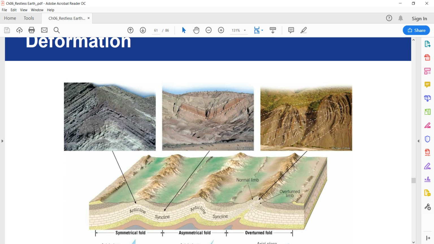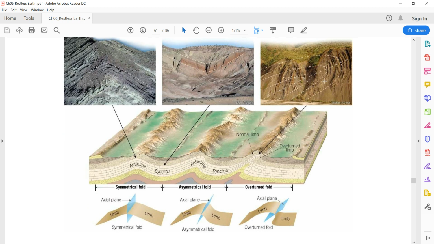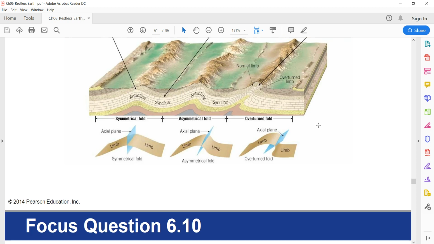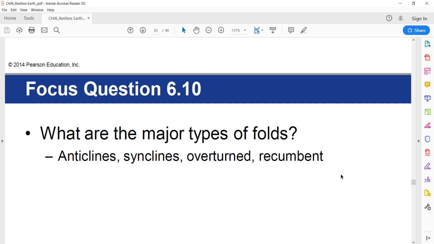Here are some of the photographs. This one is an anticline, it has an upwarp. Syncline, it is a downwarping. This is more like an overturned fold. It is not all the way flat. If it was flat, then we would call it a recumbent fold. So these are some of the geological features that you can see: anticline, syncline, and then overturned limb.